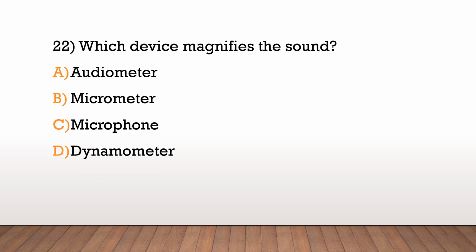The next question is which device magnifies the sound? A, audiometer, B, micrometer, C, microphone, or D, dynamometer. Here, the meters do not magnify the sounds. So the only device that can magnify the sound is microphone. Audiometer measures the intensity of sound, and dynamometer is used in measuring force. So the correct answer is microphone.